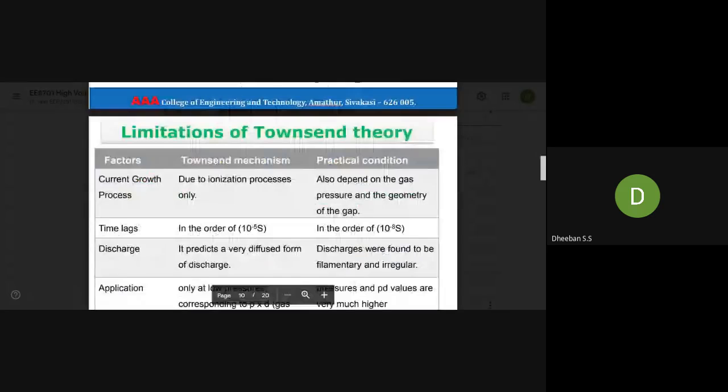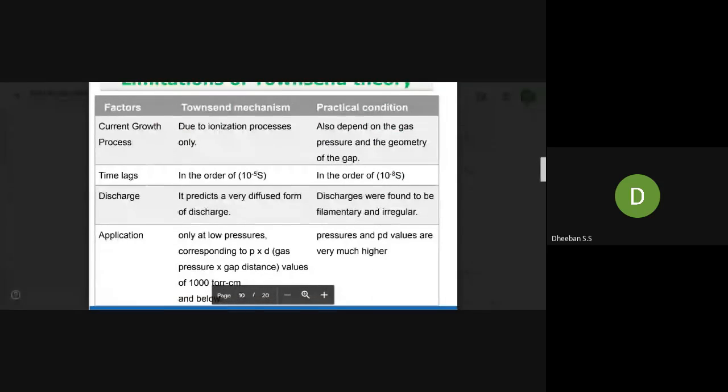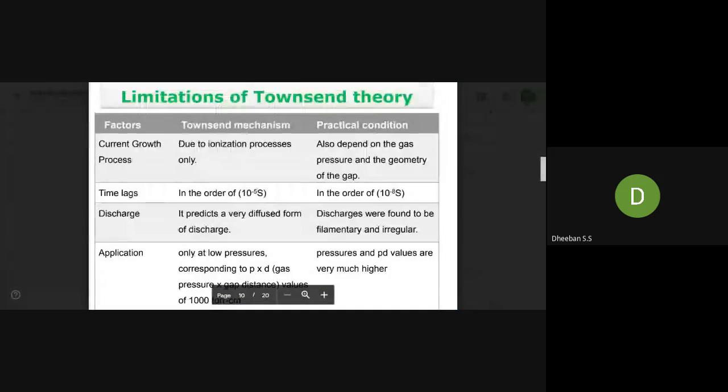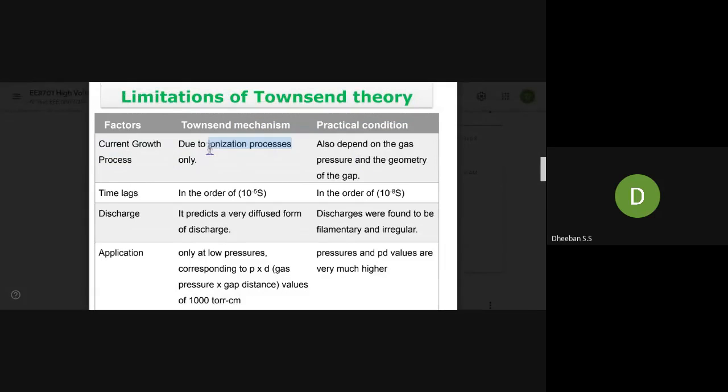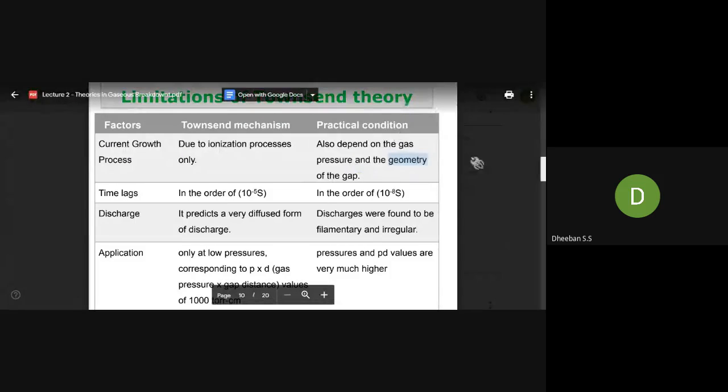The next is the limitation of Townsend's theory. It is based upon the current growth process. Generally, the current growth happens by your ionization process. But in practical conditions, it doesn't depend alone upon the ionization process. It also depends upon your gas pressure and the geometry of the gas. This in turn depends upon Paschen's law, and Paschen's law is saying about this concept only.